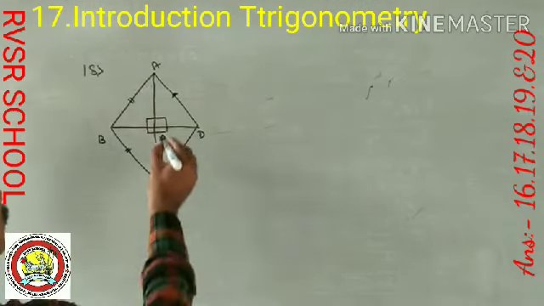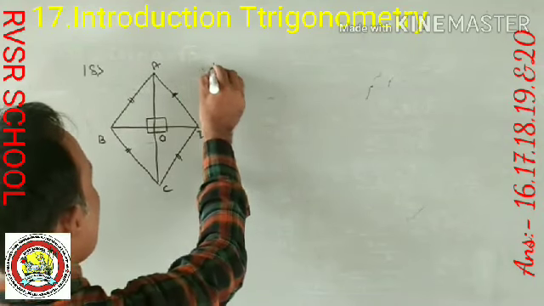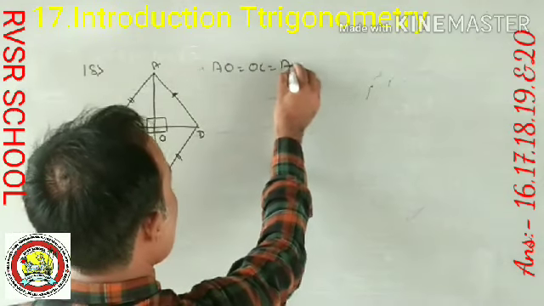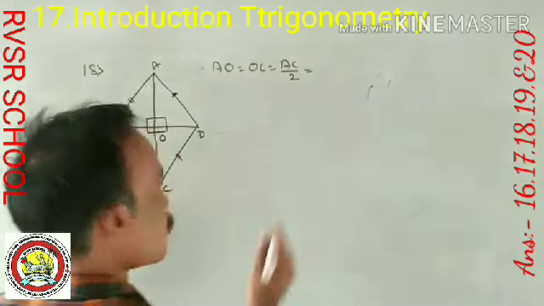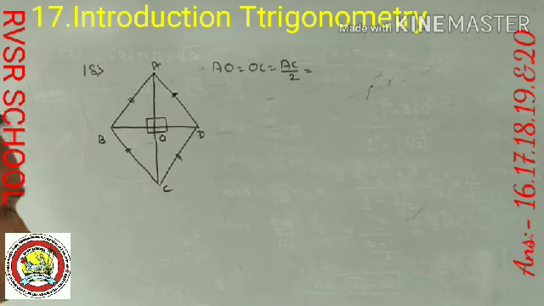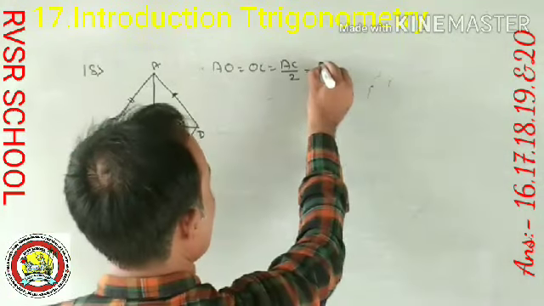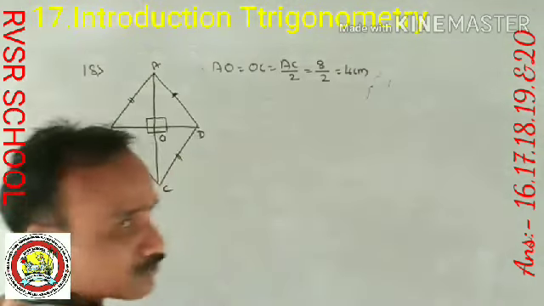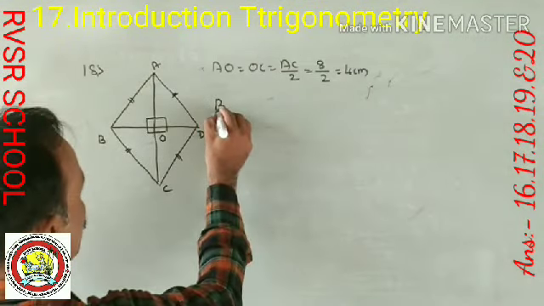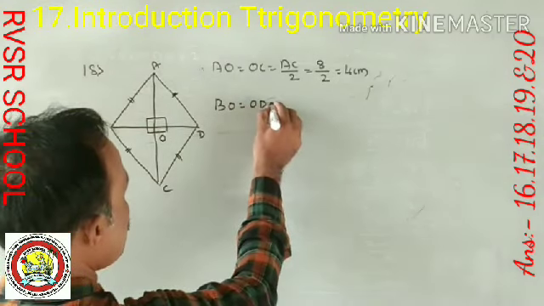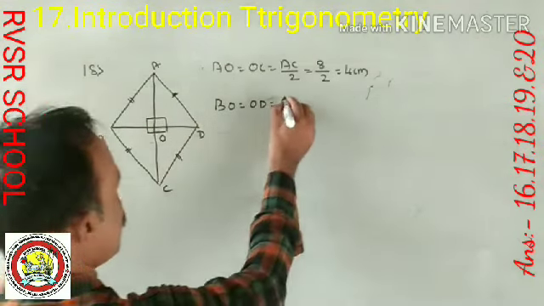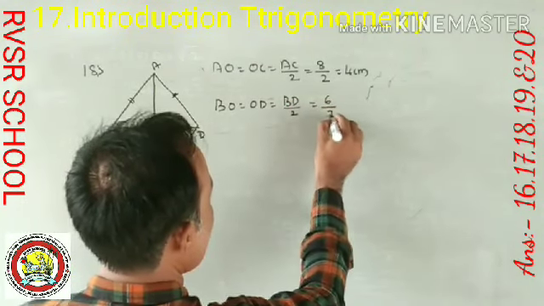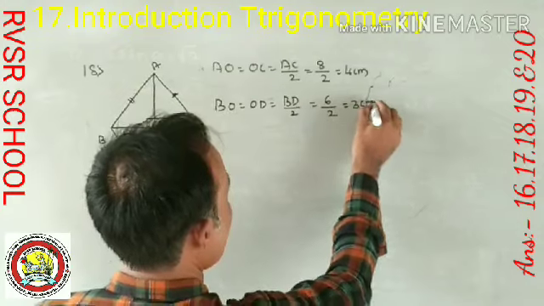Diagonals bisect each other, which means in the solution you write, AO is equal to OC is equal to AC by 2. The given AC value is 8, so 8 by 2 is equal to 4 centimeters. Similarly, BO is equal to OD is equal to BD by 2. The value of BD is 6, so 6 by 2 is equal to 3 centimeters.